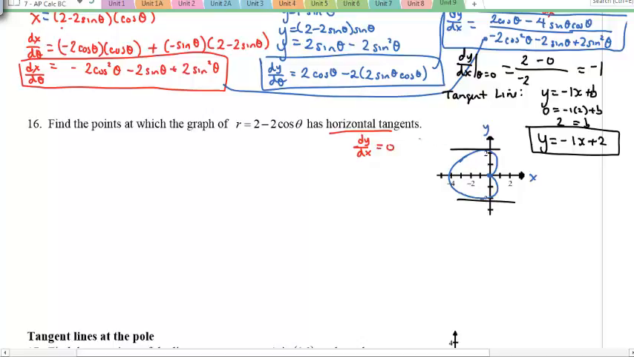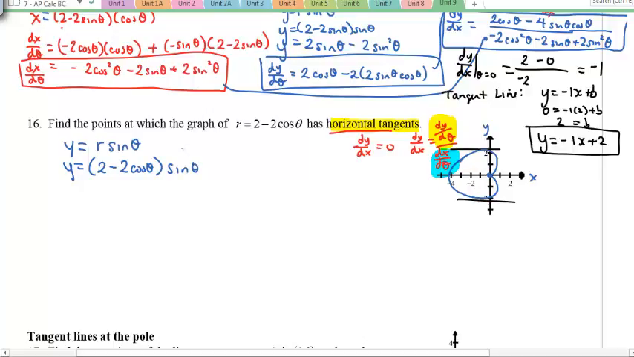But remember, dy dx is defined as what? It's dy d theta divided by dx d theta. So in this case, which one of these derivatives do I want to be equal to 0? Well, it's the numerator, so dy d theta equals 0. So if I'm asking for horizontal tangents, I'm saying find out where dy d theta equals 0. And to do that, I'll use the y equation, that's r sine theta. And I'll replace r with our equation, 2 minus 2 cos theta times sine theta.